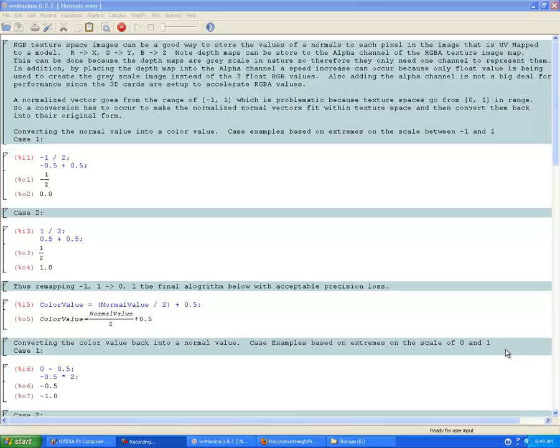Now, what we're getting ready to go over is normal mapping, and a bit of height mapping too, which gets into bump mapping, but also parallax mapping, and along with relief mapping. So lots of topics, and we'll have a look at this real quick.